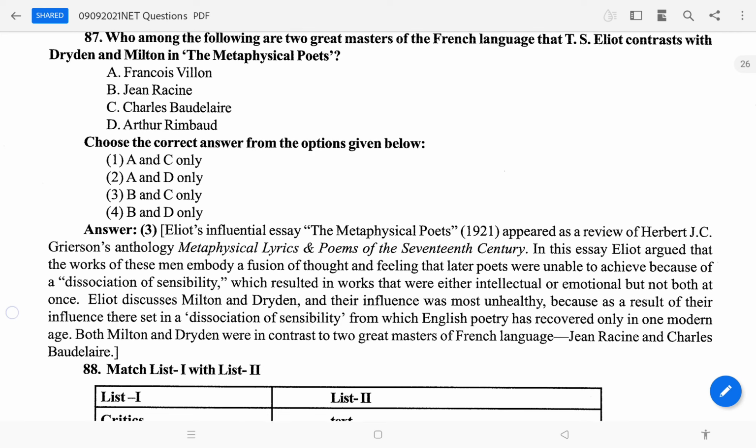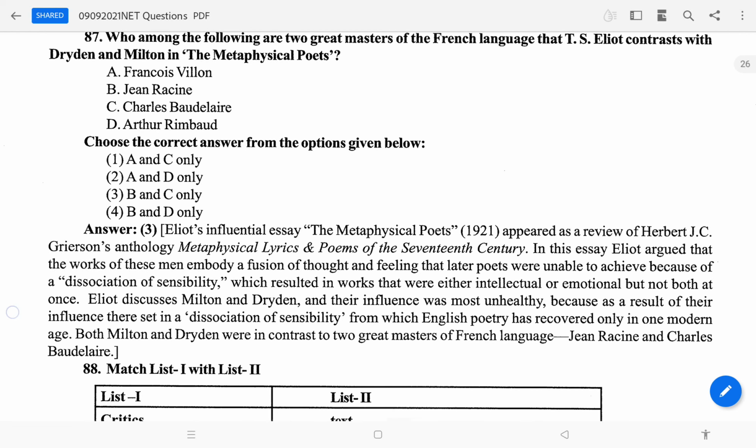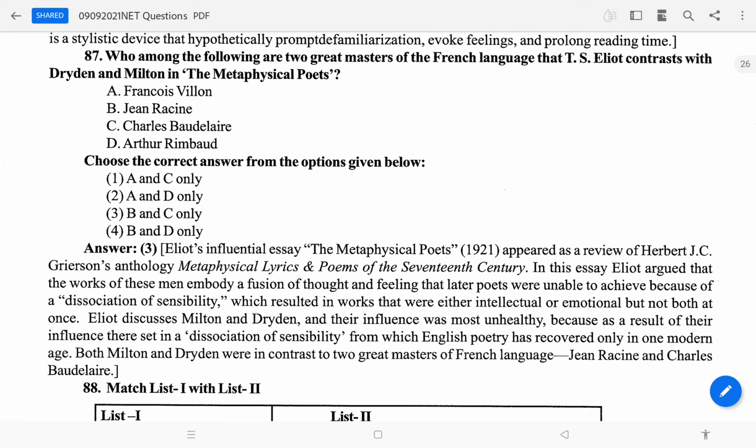So in his essay, Eliot argued that the works of these men embody a fusion of thoughts and feelings. They mix thought with feeling, which later poets were unable to achieve. This is called dissociation of sensibility, which resulted in works that were either intellectual or emotional, but not both at once. So later poets wrote writings which are either intellectual or emotional, but not the fusion of emotion and intellect.